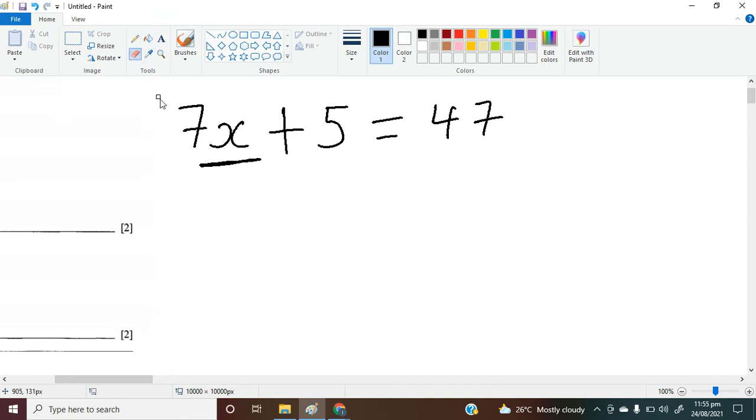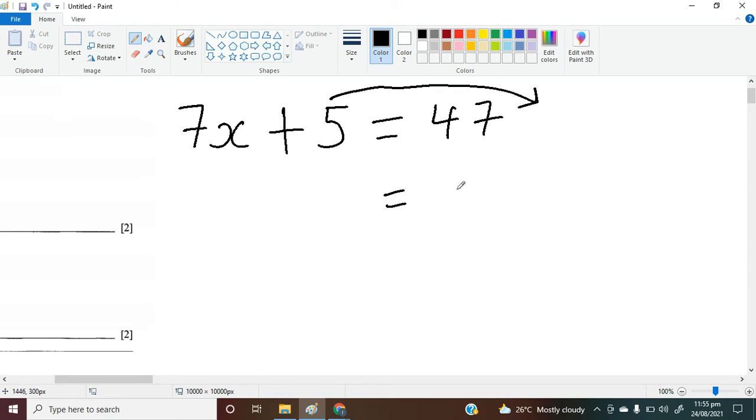And so notice that 5 is on the same side as x. And so we're going to move that over the equal sign. So let's move 5 over. The reason why we're doing this is because we want x all by itself, on one side, and everything else on the other side. So let's move 5 to the other side.